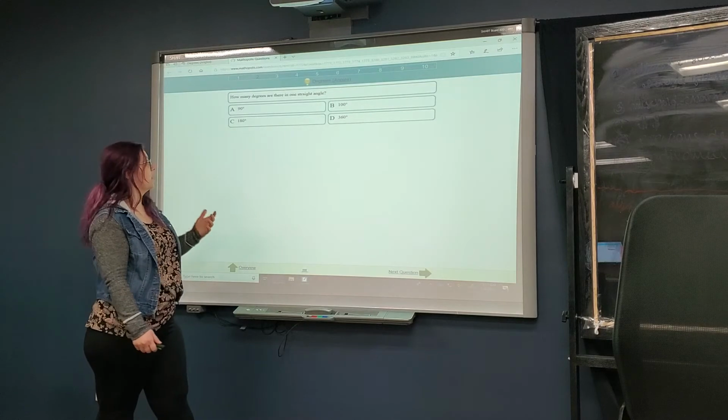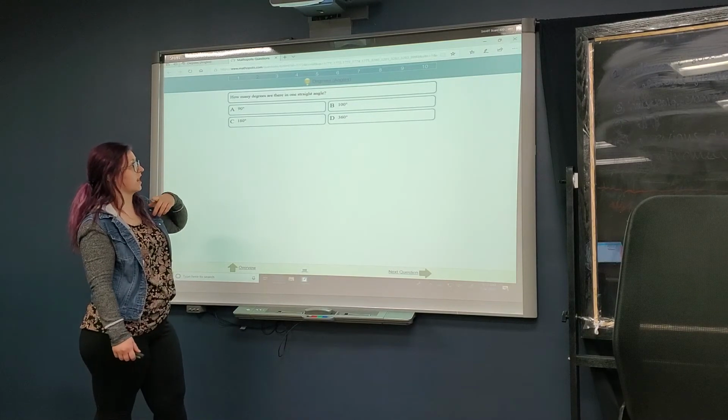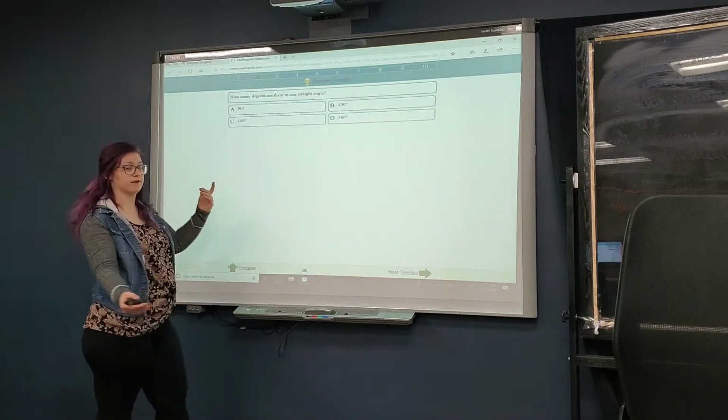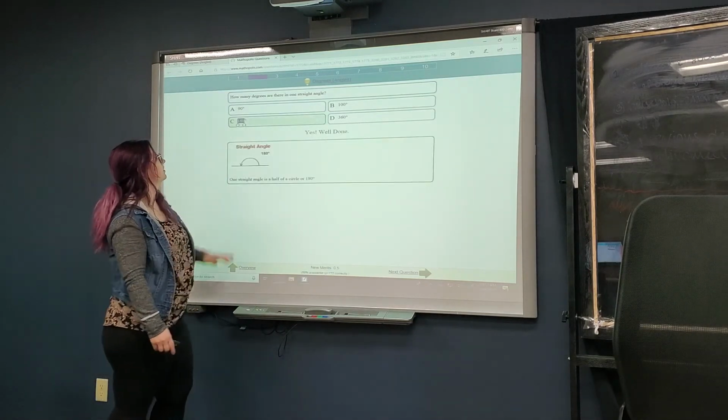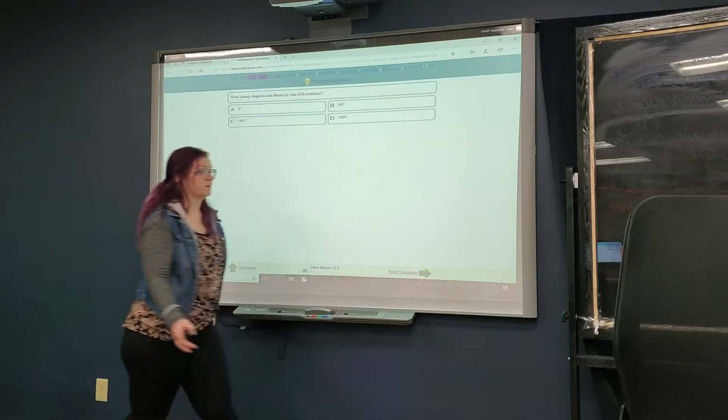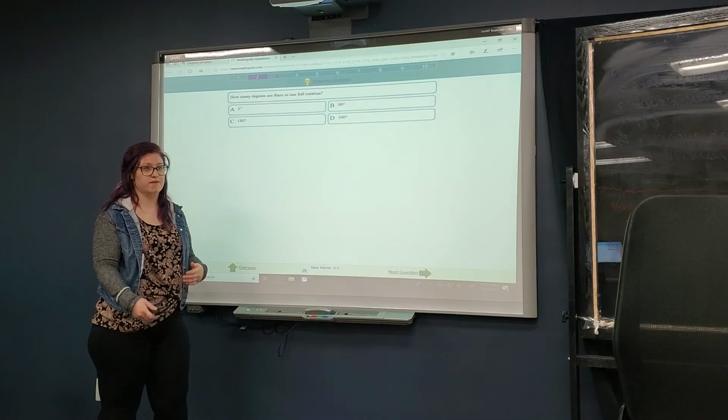So then they would go, how many degrees are in one straight angle? We would talk about how a straight angle is a straight line, therefore that's 180 degrees. They choose it, and then it's doing that. If they get it wrong, I would still have them answer it.